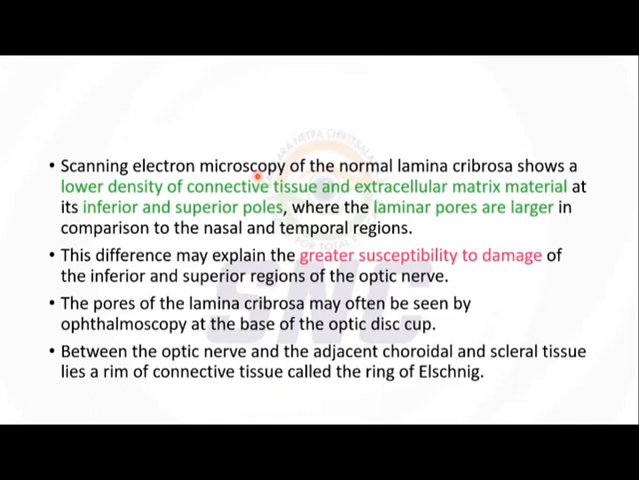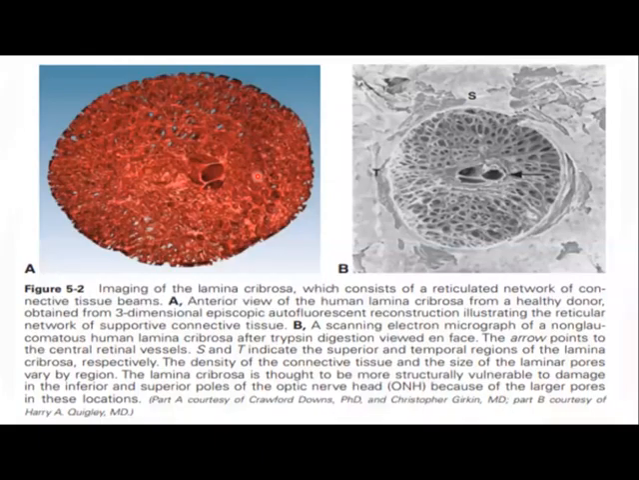Between the optic nerve and the adjacent choroid and scleral tissue lies a rim of connective tissue called the ring of Elschnig. Here the picture shows the imaging of the lamina cribrosa. We can see a reticulated network of connective tissue beams. This picture is an anterior view of a human lamina cribrosa from a healthy donor.